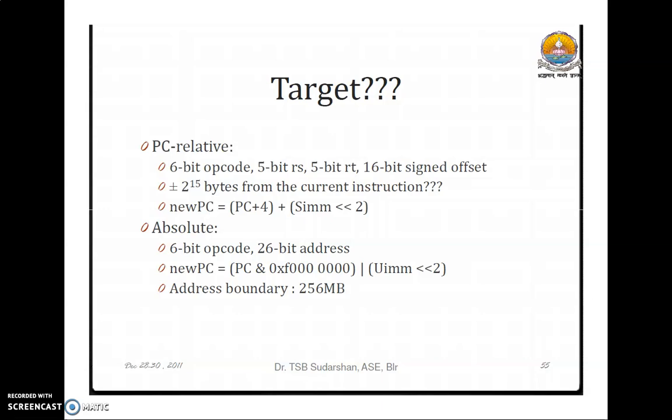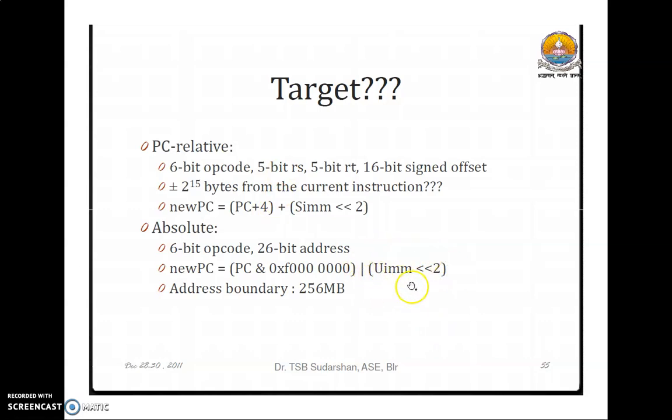So remember, PC is a 32-bit register. So we retain the upper 4 bits. So how many bits are remaining? We have 28 bits remaining. Those 28 bits have to be filled up using the 26-bit address we got from the jump instruction. It's very simple. What we do is we left shift the 26 bits by 2 bits to make it a word address. So the 26-bit address left shifted by 2, we will get 28 bits.